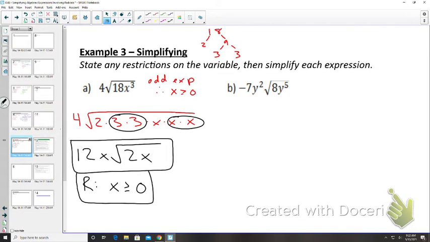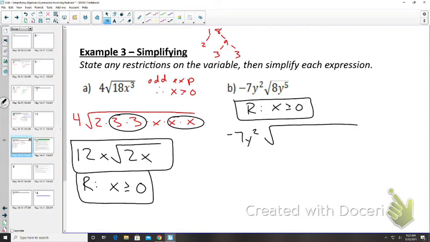R is for restrictions, not to be confused with range. Okay, so on to the next one, negative 7y squared root 8y to the 5th. We have an odd exponent again, so therefore my restrictions are going to be y must be greater than or equal to 0, because we have an odd exponent underneath the radical. Okay, so let's go ahead and simplify this. So let's leave our negative 7y squared alone.